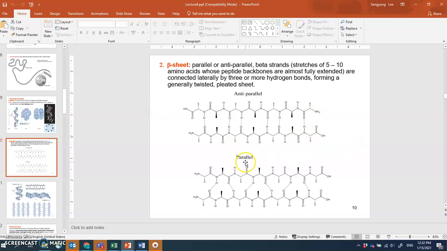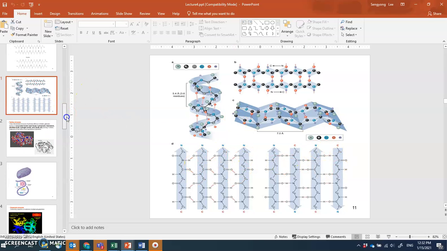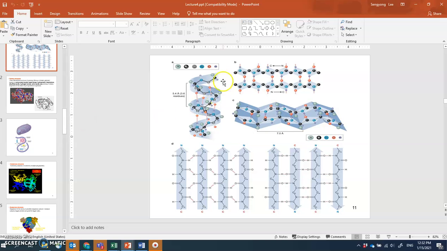But it could happen the parallel way too, N-terminus to C-terminus and N-terminus to C-terminus, and you can still form the hydrogen bonds. So beta pleated sheet can be made the anti-parallel or the parallel way. Either way is fine. So the three-dimensional structure of the beta pleated sheet may look like that. That's why it's called pleated sheet. So yes, you can form that. It's the secondary structure. So two examples of the secondary structure: one is alpha helix, the other is beta pleated sheet structure, anti-parallel or parallel.